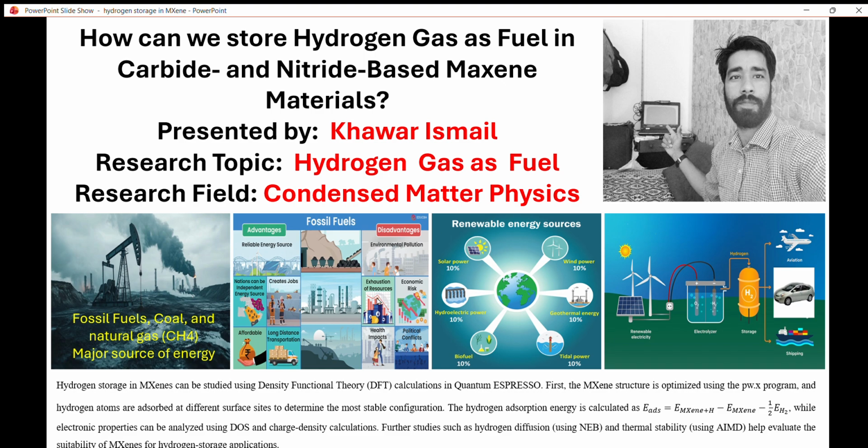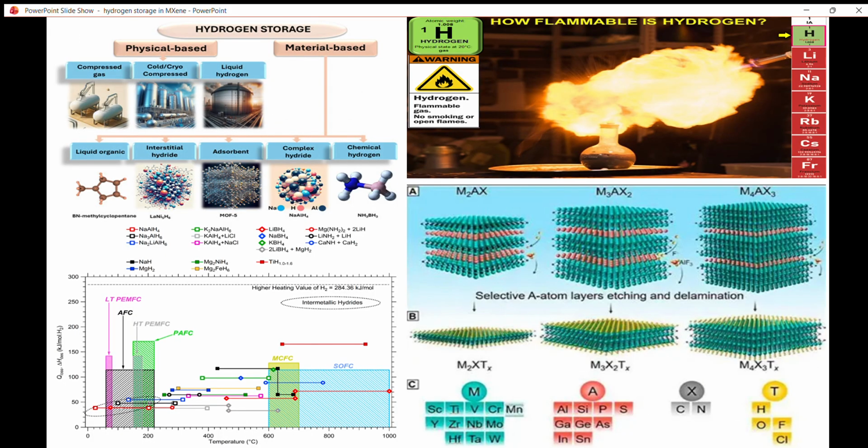To understand this, we go to the next slide. Hydrogen storage in MXene can be studied by using DFT with Quantum ESPRESSO, and then finding the cohesive energy, and then checking whether the material is stable or not if I store the hydrogen in this material.